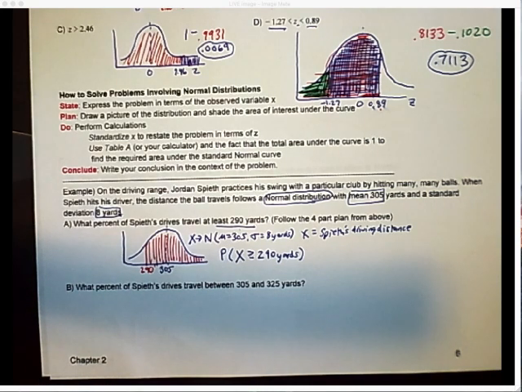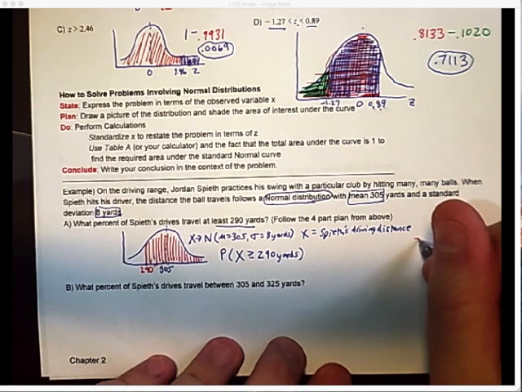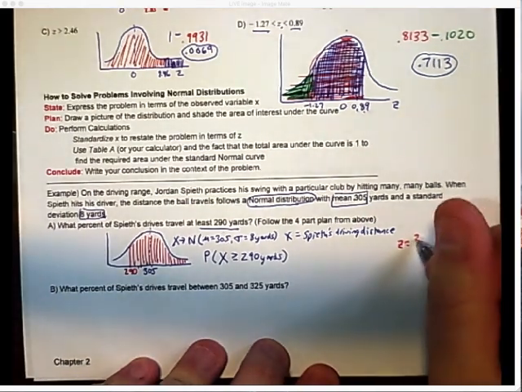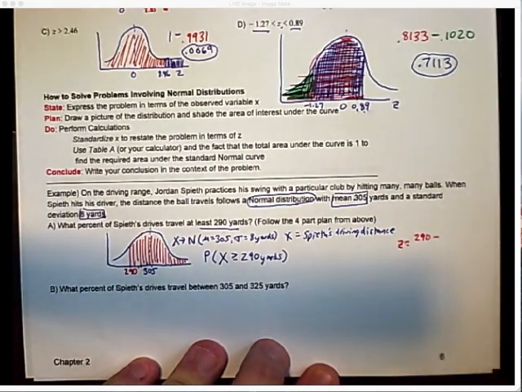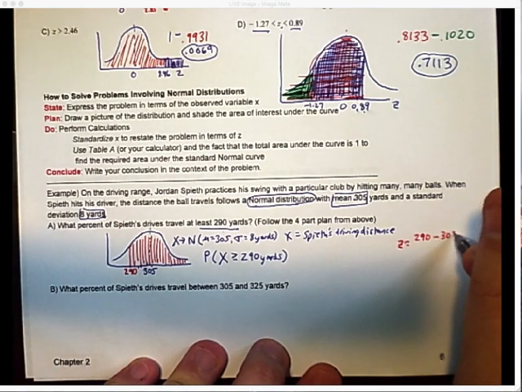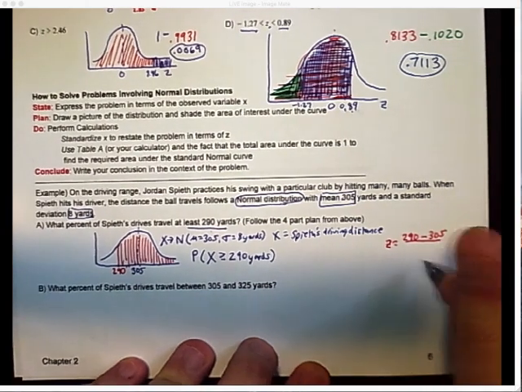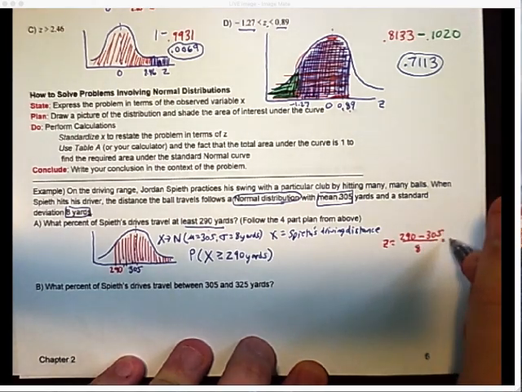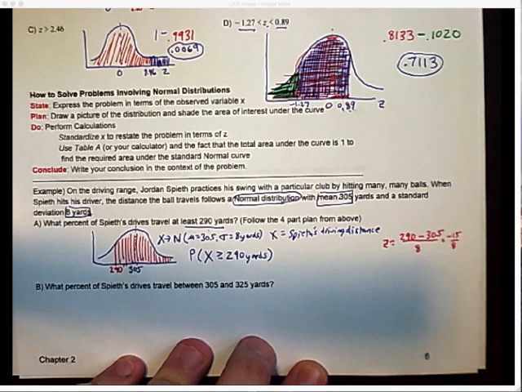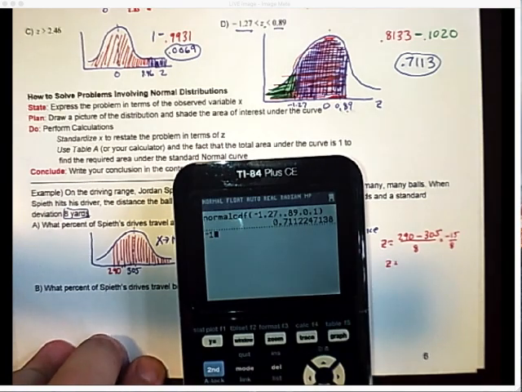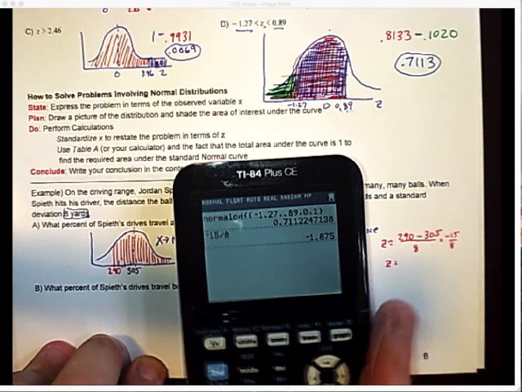Well, to be able to use the tables, I would have to turn these into z-scores. So how could we find the z-score for 290? Well, we would do 290 minus the mean, which is 305, and divide it by the standard deviation, which is 8. So that would give me negative 15 over 8. And as a decimal, I think it's negative 1.875, but I'm going to check. Negative 15 divided by 8. What do you notice? I'm right.